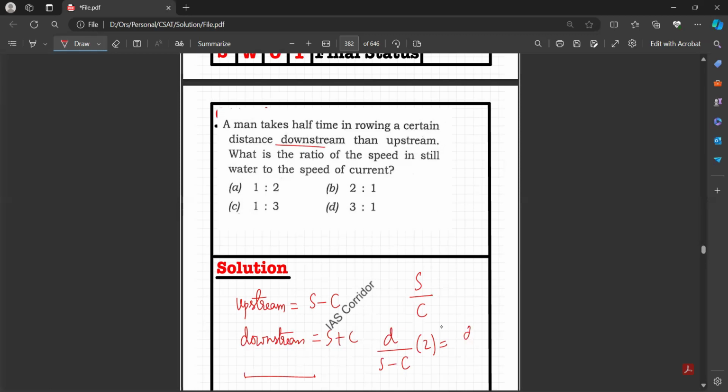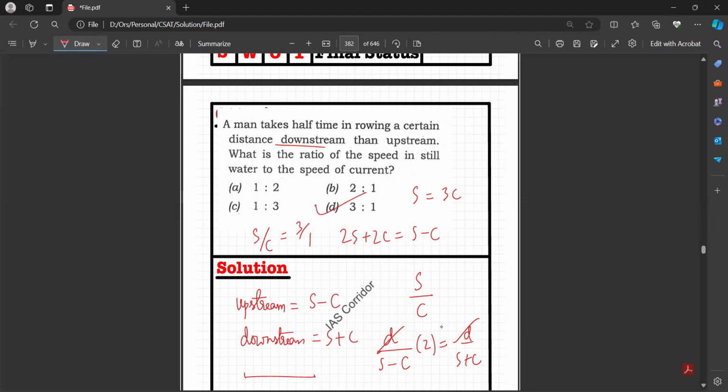Got it? Equals to D by S plus C. D getting cancelled. 2S plus 2C equals S minus C. That means S equals 3C. S by C equals 3:1. Is it clear? So the answer would be 3:1.